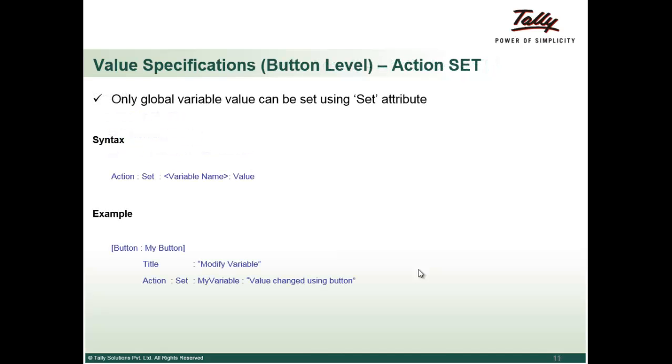And then we have a specification of value at the button level. So how do we set the variable value at a button level? We do it by using action set. So this is the syntax. Only global variable value can be set using set attribute. So let us see how we can do it.